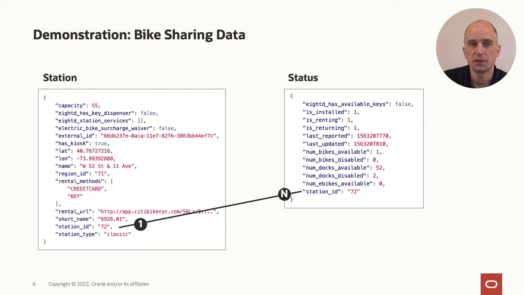The first data set on the left has a JSON object for each of the stations. There's about 1,600 stations, so there's about 1,600 of these objects. They contain information like the name, the location, and the capacity of the bike station. The second data set on the right contains JSON objects that represent the state of a station at a given point in time. So these objects have information like the number of bikes available at that point in time. So each station may have multiple objects in this status data set. And the two data sets join together on an attribute called station ID. So it's a one-to-many relationship between these two collections.